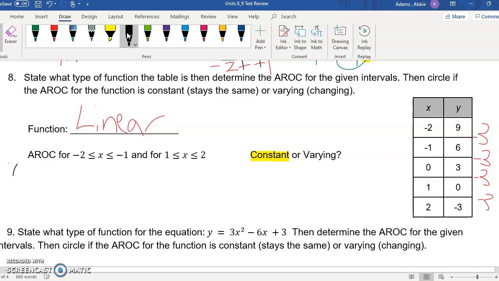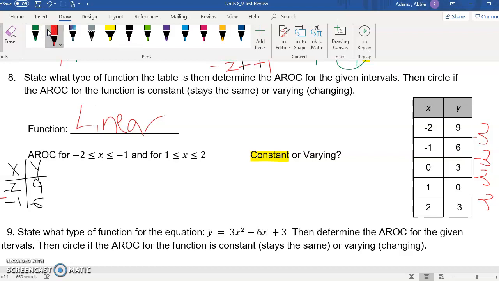So let's make my chart for this first interval. So we're in x equals -2 to where x equals -1. Looking at the table here, when x equals -2, y equals 9. And when x equals -1, y equals 6. We're going to find our differences here. And we will have the difference in y's divided by the differences in x's. So I'll have 9 minus 6 divided by -2 minus -1.